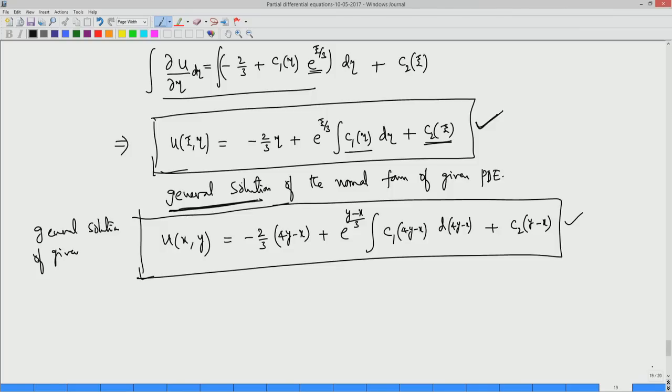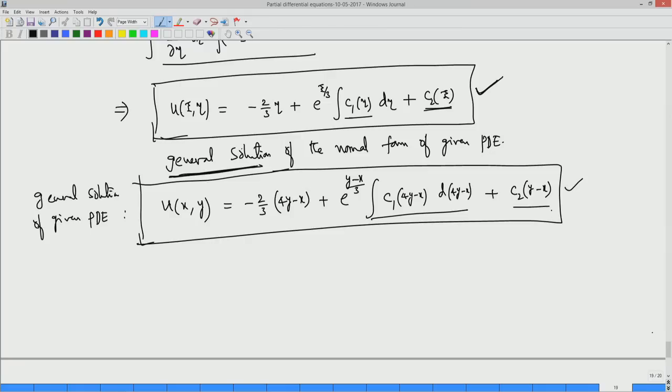given PDE, because this involves an arbitrary function and this is also an arbitrary function. So this is your function, everything is in terms of the old variables, x and y. Okay. So this is the form, you give any C1 and C2 and this actually solves the given differential equation. Okay. So you choose any functions C1 and C2, whatever they may be, and it will satisfy the given partial differential equation. So this is how we solve.